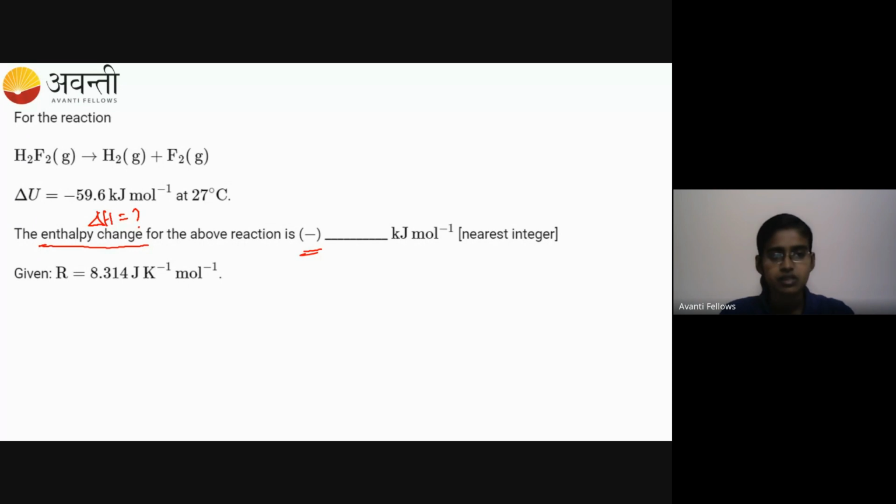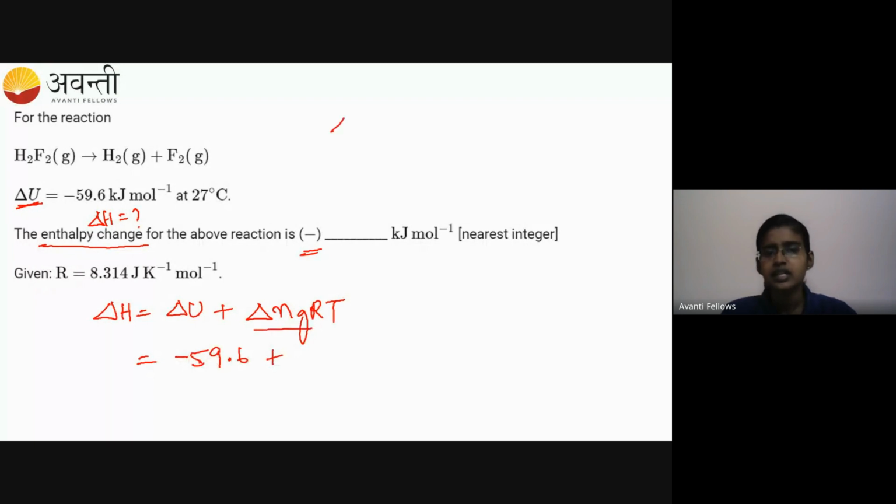Delta U is there, delta H we have to find out. So what is the relation between delta H and delta U? Delta H is equal to delta U plus delta Ng RT. So this is the formula that we are going to apply. Got it? Now delta U is given in the question, minus 59.6 kilojoule per mole, plus delta Ng.